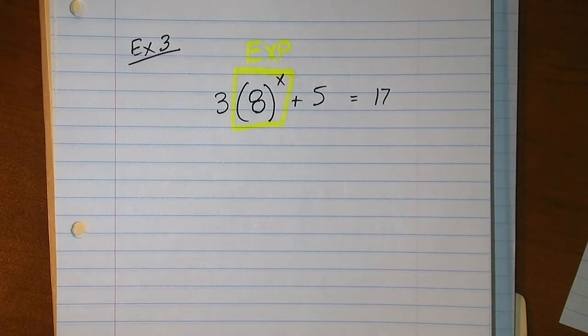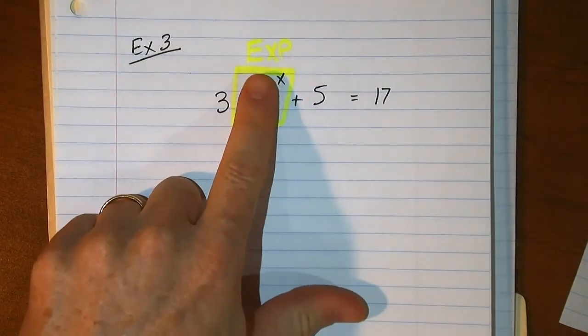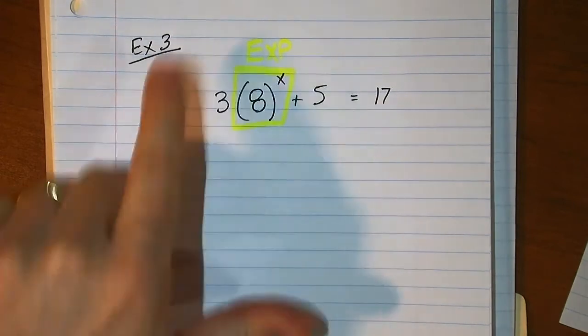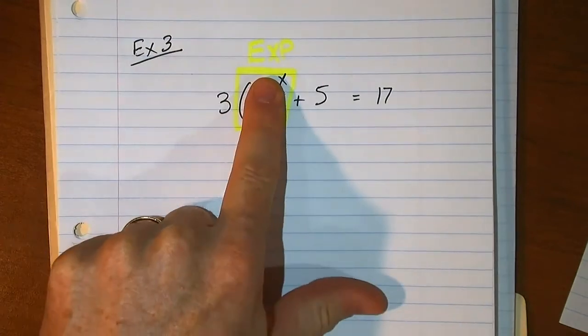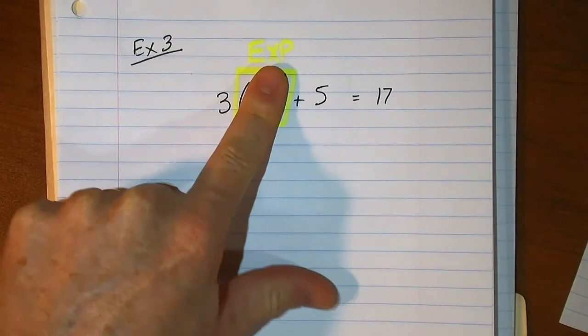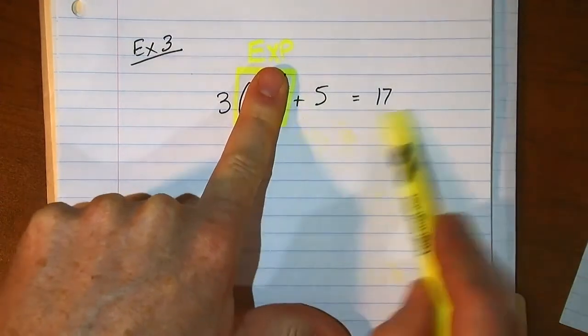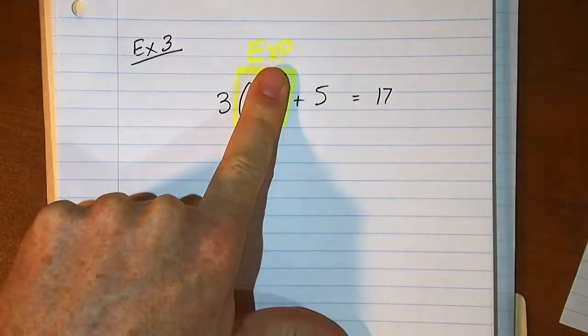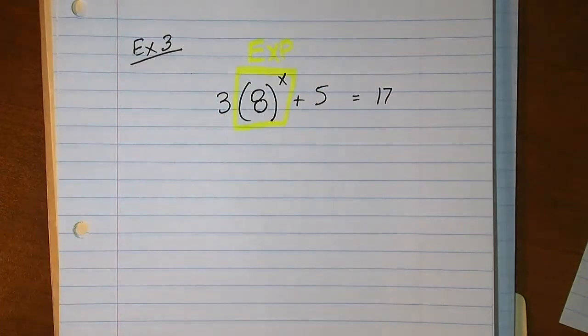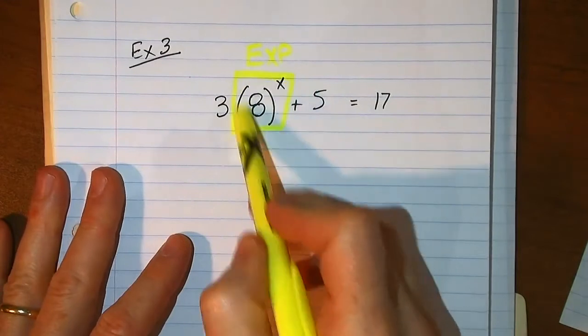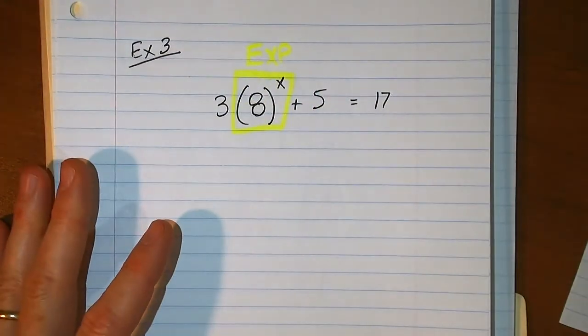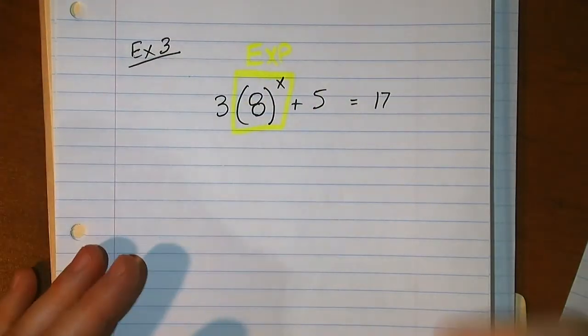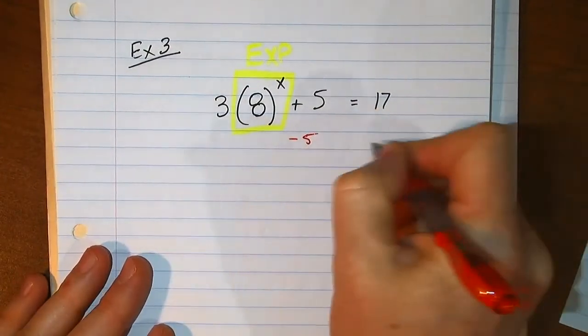Now, think about if this whole thing was my x, if that fluorescent box was my x, and I wanted to get the x by itself, I would subtract 5 and then I'd divide by 3. In this case, that's the same process I'm going to do, but I'm getting the entire exponential expression by itself. So I'm going to subtract 5 from both sides of my equation.